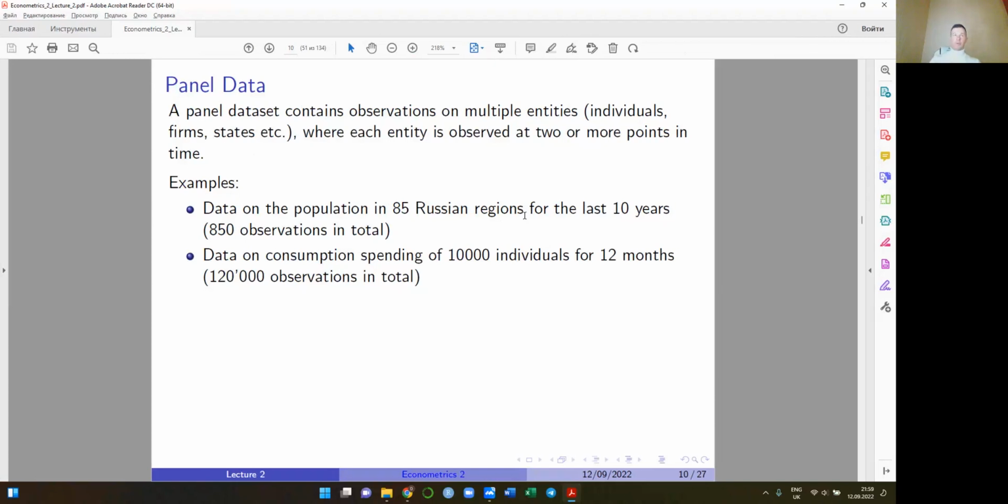Or another example, we can collect data on the consumption spending of 10,000 individuals for 12 months. Every entity is a single individual, and for every individual we collect data on consumption for every month from the 1st to the 12th. Data on the revenue of 1,000 firms for the last 5 years. Same idea.